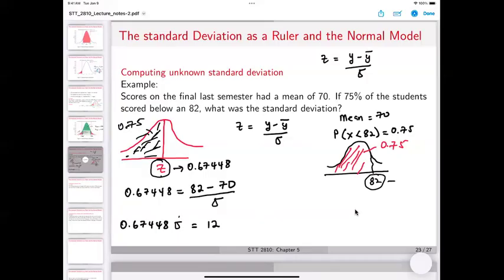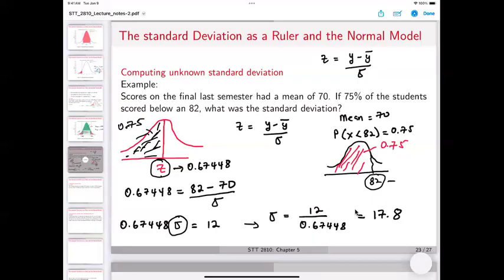Now, if I want this guy, what do I need to do? We divide. Is that okay? Divide both sides by 0.67448. So this implies that sigma equals 12 divided by 0.67448. And what do you get for that? I got 17.8. Did you all get that? Any questions so far? Is there any procedure you don't understand? So I could explain again. Are you all good so far?